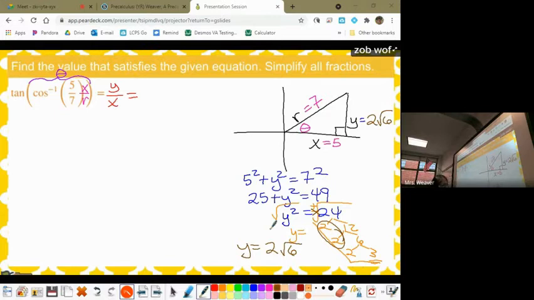Tangent is just y over x. Our y value we just found out was 2 root 6. Our x value is 5. So the tangent of the angle whose cosine is 5/7 is 2 root 6 over 5. Questions for me about that?